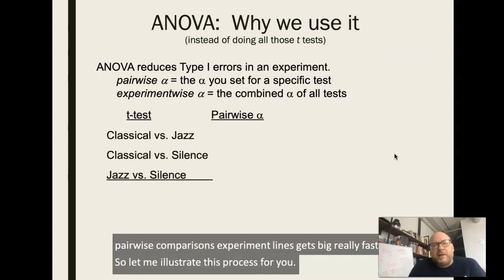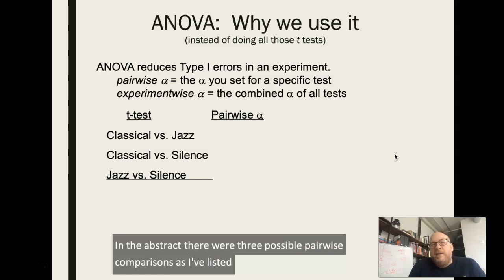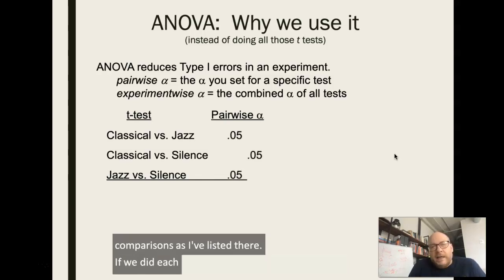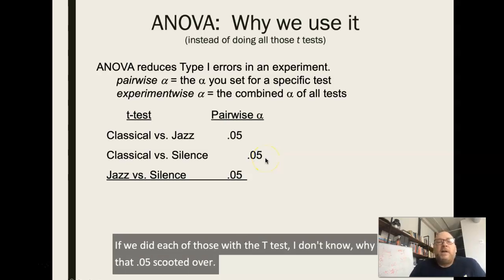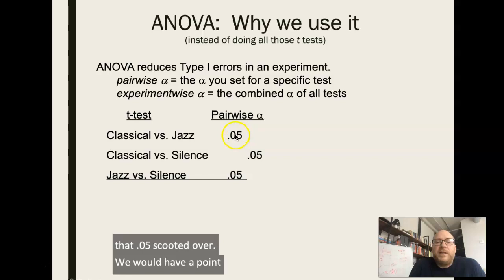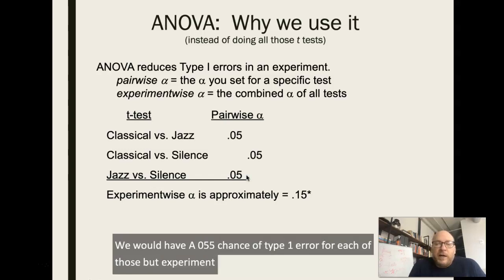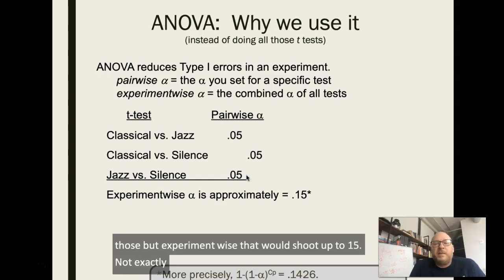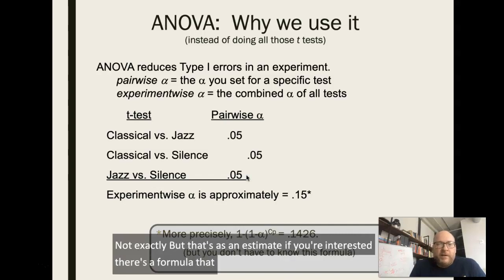In the abstract, there were 3 possible pairwise comparisons, as I've listed there. If we did each of those with the t-test, I don't know why that 0.05 scooted over, we would have a 5% chance of type 1 error for each of those. But experiment-wise, that would shoot up to 0.15. Not exactly, but that's an estimate. If you're interested, there's a formula down there that tells you.